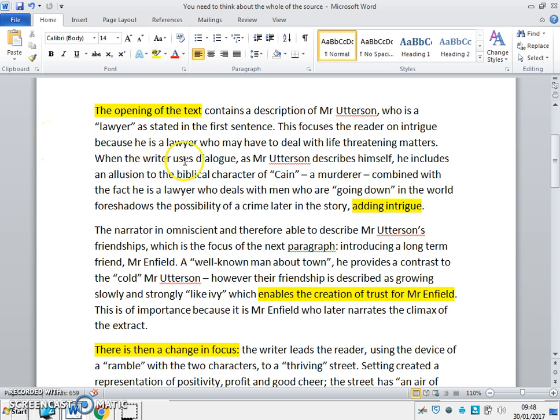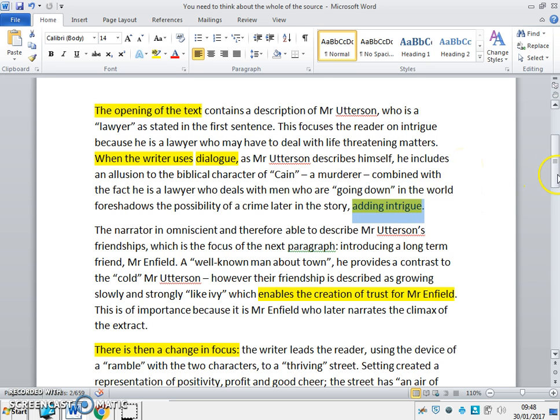When the writer uses dialogue, so I'm actually going to highlight that because that's another technical term. When the writer uses dialogue, so anytime you see talking, put that in, as Mr. Utterson describes himself, he includes an allusion to the biblical character of Cain, a murderer. Combined with the fact he is a lawyer who deals with men who are going down in the world, this foreshadows the possibility of a crime later in the story, adding intrigue.